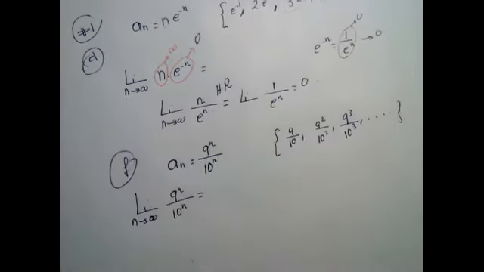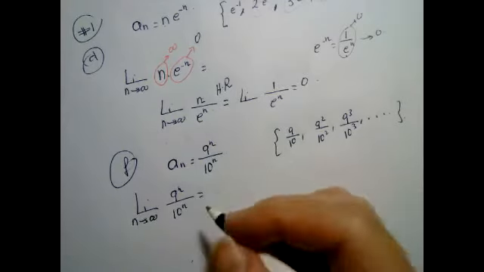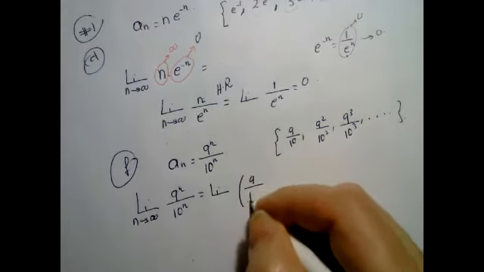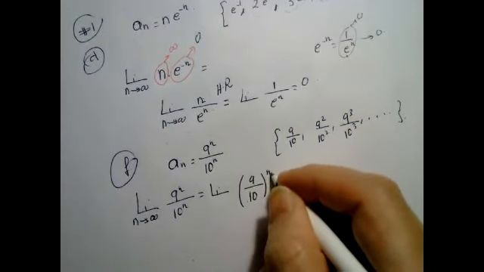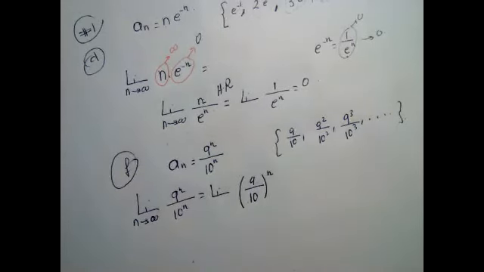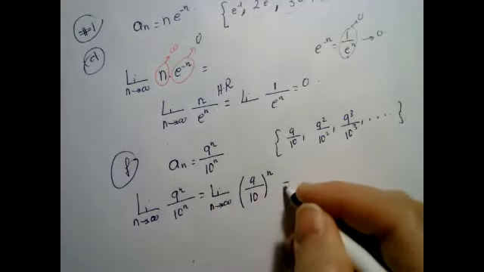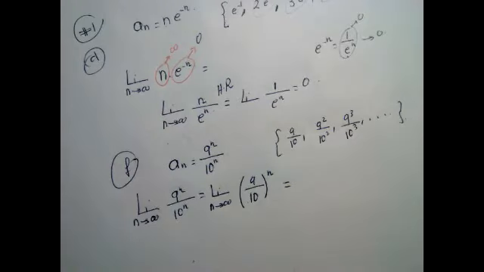Okay. All right, back to you now. Can we rewrite it as 9 over 10 to the power of n? Absolutely correct. We rewrite it as 9 over 10 to the power n. And now what's the limit of that as n goes to infinity? Back to you.